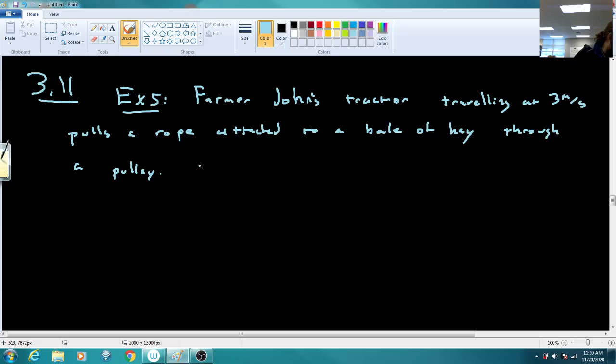They give us a picture with dimensions. They say, how fast is the bale rising when the tractor is 5 meters from the bale?